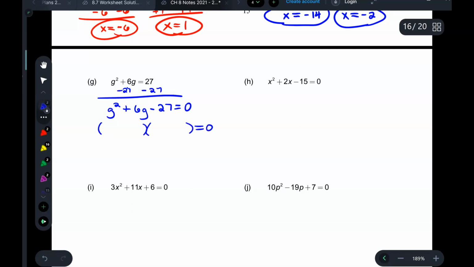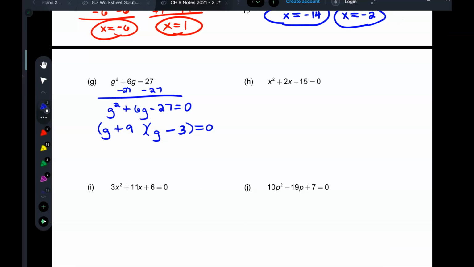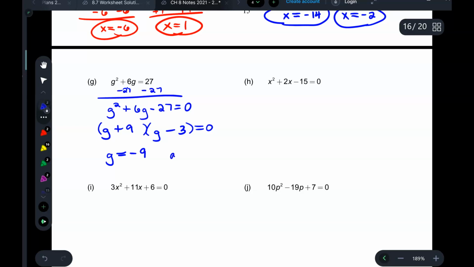Okay, 9 and -3. So plus 9 minus 3, do we agree? Yeah, that multiplies together to give us -27, and when we add them, we get 6. So what are our answers for G? G equals -9. Good, G equals 3. Perfect.